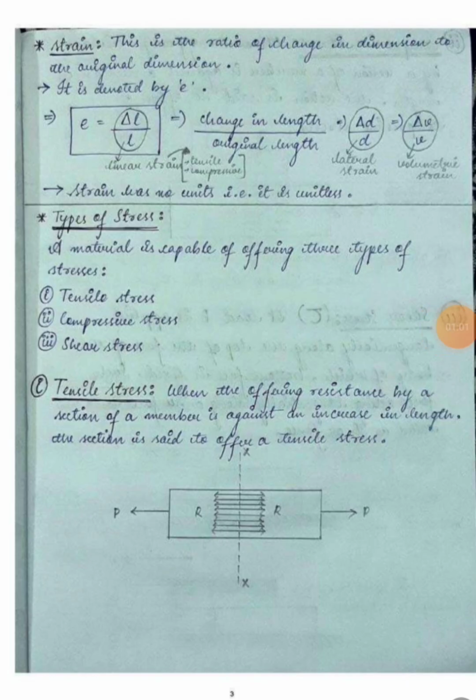Now let us discuss strain. Strain is defined as the ratio between change in dimensions to the original dimensions. The dimensions may be change in length, change in diameter or change in volume, and strain is denoted by small e. So small e is equal to delta L by L, or delta D by D, or delta V by V, and strain has no units, it is unitless.